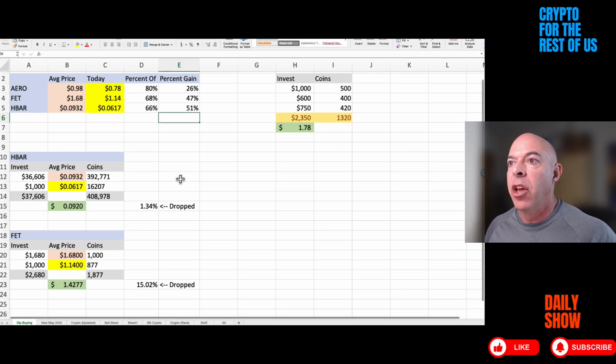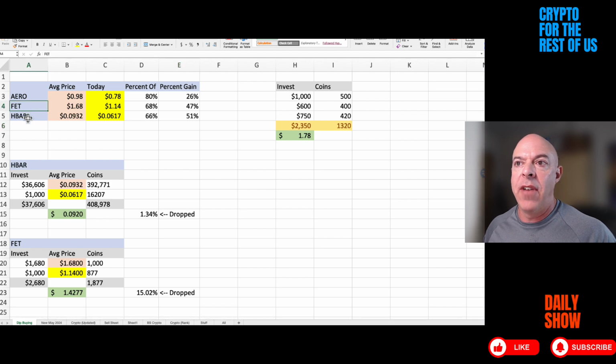All right. So I've decided that I'm going to take a look at Fetch and Hedera to determine where I want to put my $1,000. We have our average price. We have the price of today. Here you go. This is very simple. You take your average price, and here it is, 0.0932. This is Hedera.